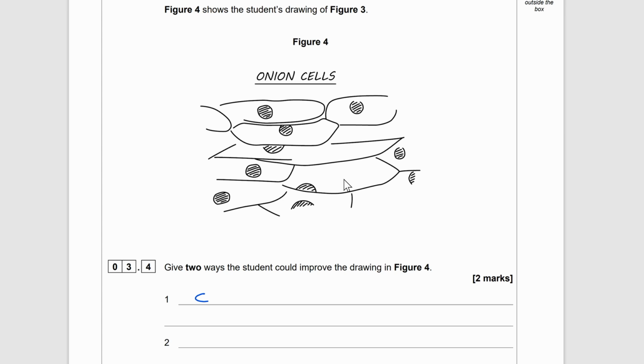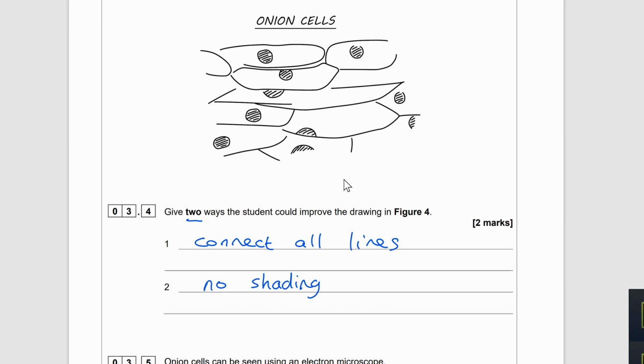Some of the lines are not connected. So that is one point, connect all lines. The other thing that shouldn't be done when you are drawing is there should be no shading. So we've given our 2 ways, but of course there are a variety of different answers that we can put.